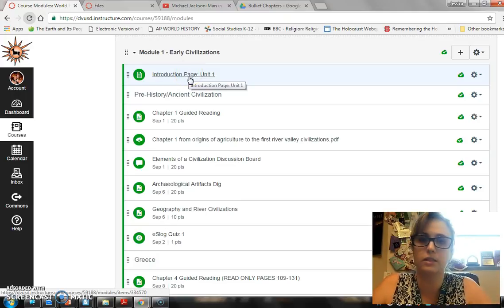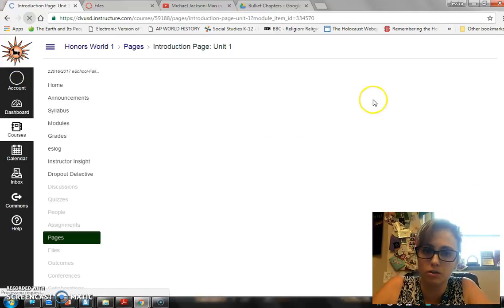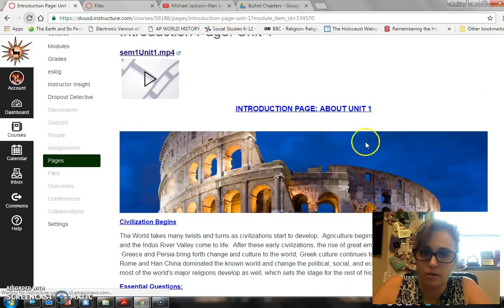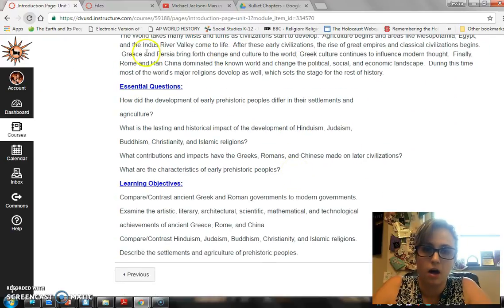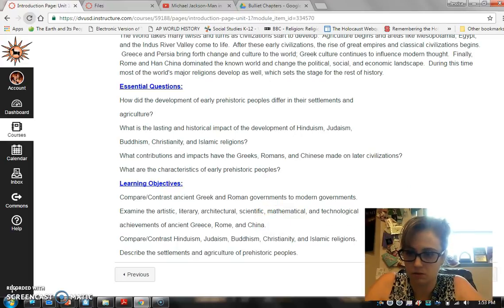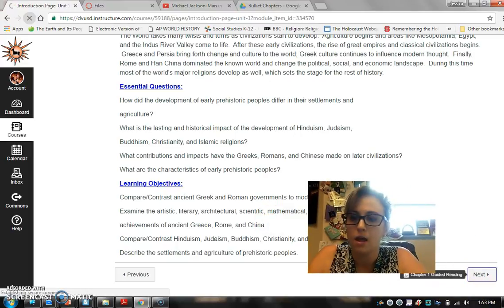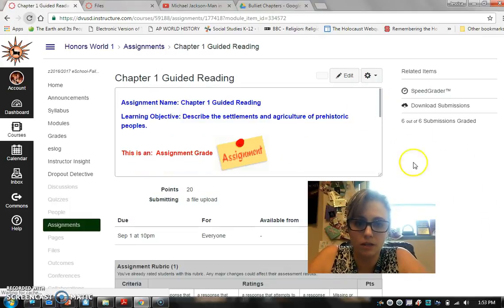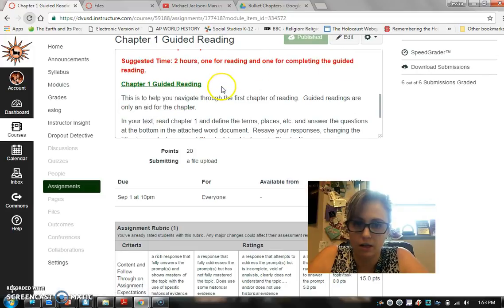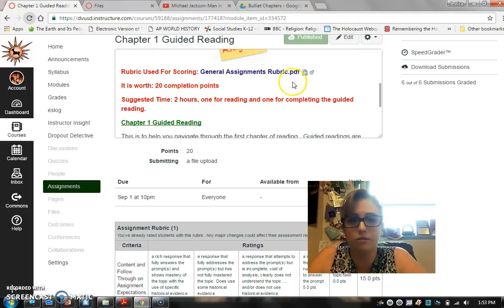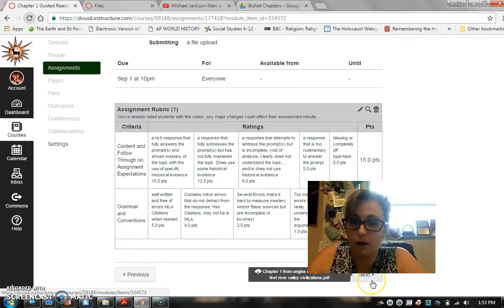My first module is Early Civilizations, and I always start with an introduction page. It looks like this. I give a little introduction into civilization beginning, the essential questions and learning objectives that are all tied to the state standards for world history in the state of Arizona. Then generally speaking, they have a guided reading assignment, which is basically some vocabulary and a few questions from the reading.